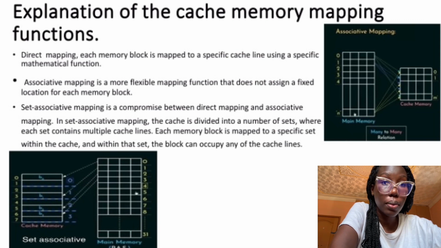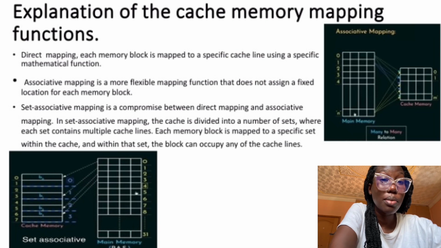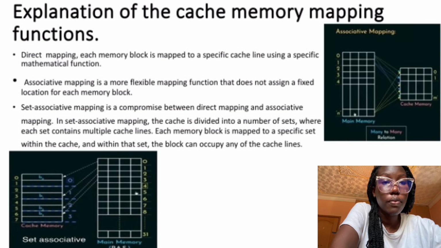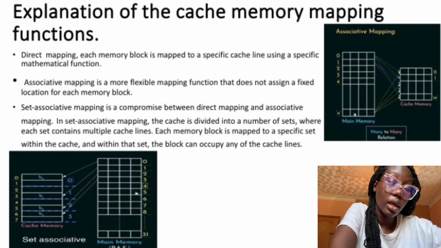And lastly, moving on to set associative, which in a sense is a compromise between direct mapping and associative mapping. In set associative mapping, the cache is divided into a number of sets where each set contains multiple cache lines. Each memory block is then mapped to a specific set within that cache, and within that set the block can occupy any of the cache lines.